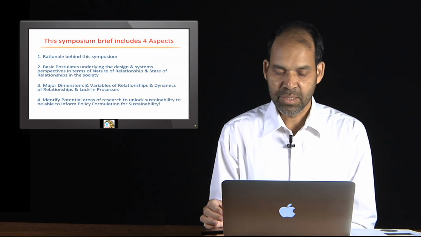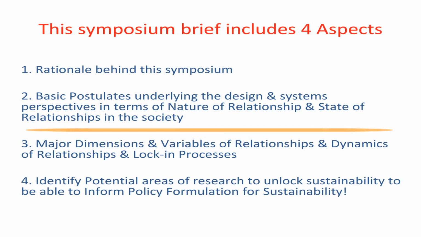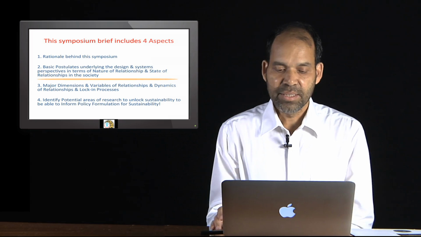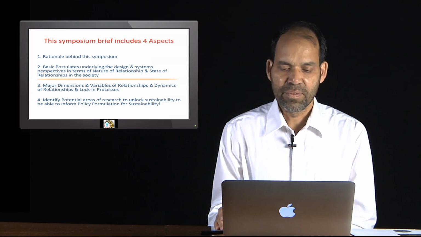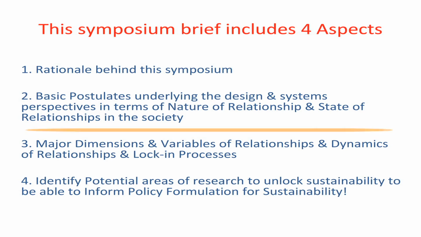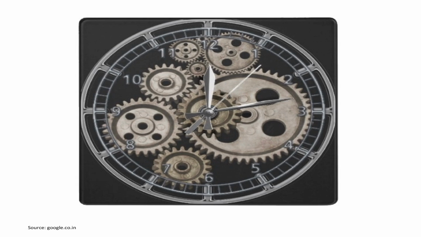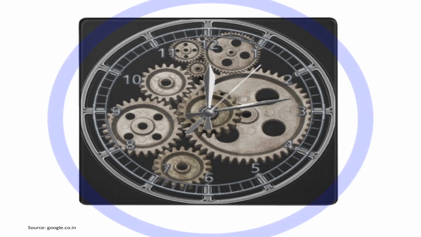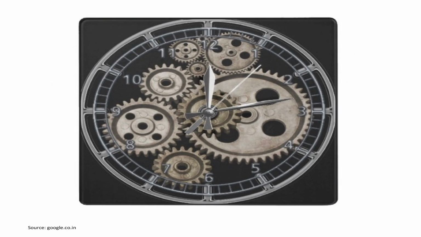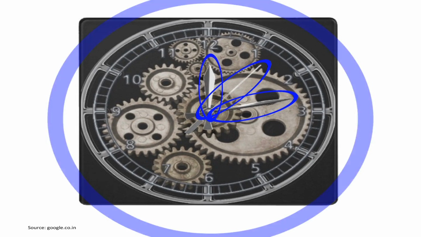So, coming to the second issue of the basic postulates, the nature of relationship is more of the understanding that we have today is that there is interconnection and interdependence in the society. And one can look at the working of a clock to understand these interconnections and interdependencies. The connection between the seconds, minute and the hour hand can indicate the nature of interconnections.